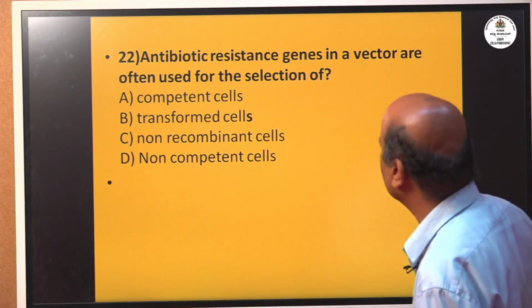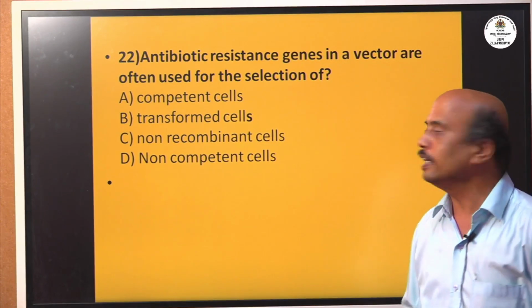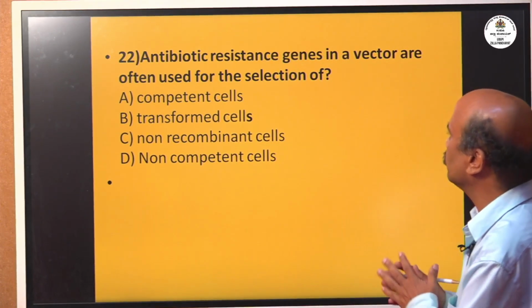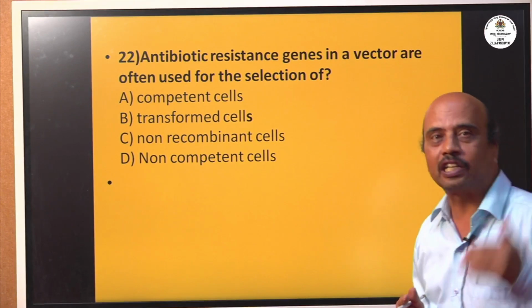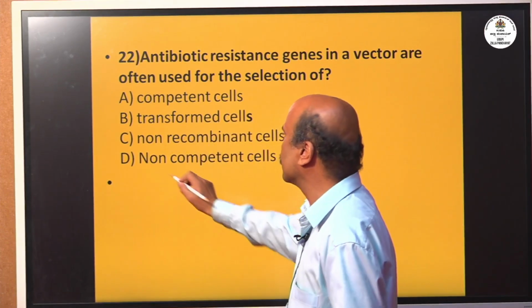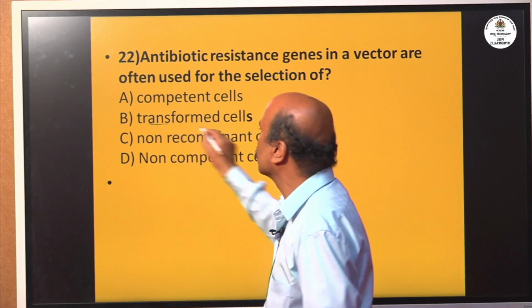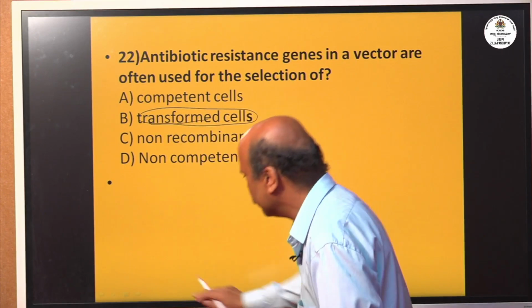Antibiotic resistance genes in a vector are often used for the selection of... Antibiotic resistance genes are used to select the transformed cells. So the options are competent cells, transformed cells, non-recombinant cells, and non-competent cells. The right option is transformed cells. Okay.